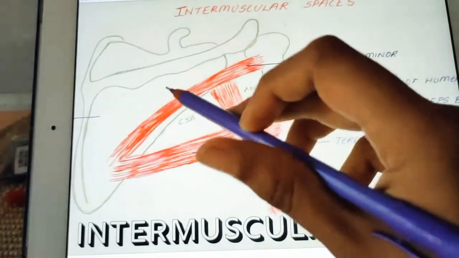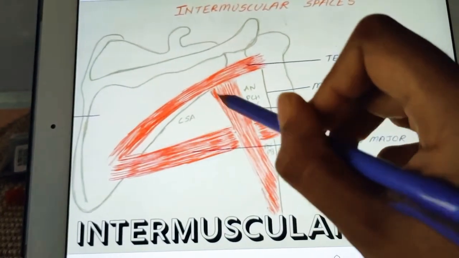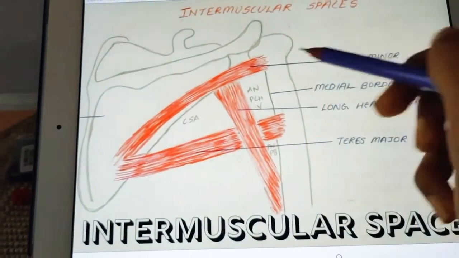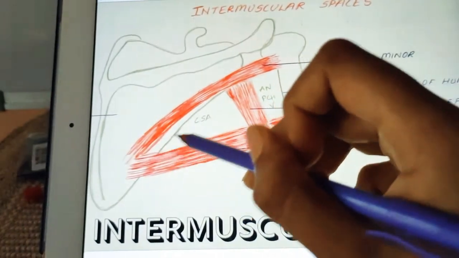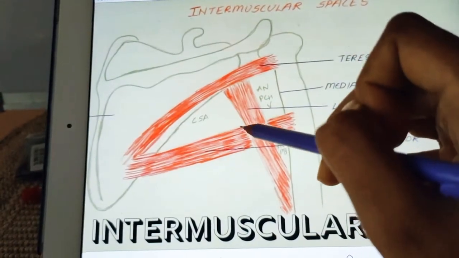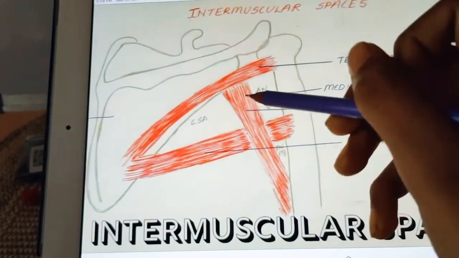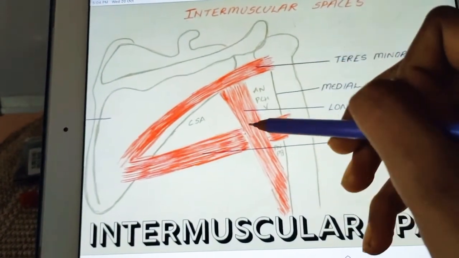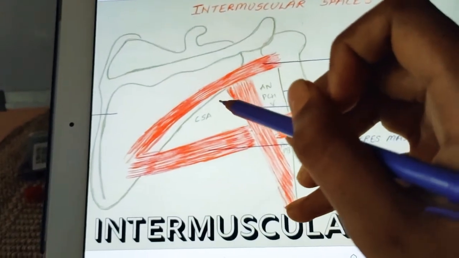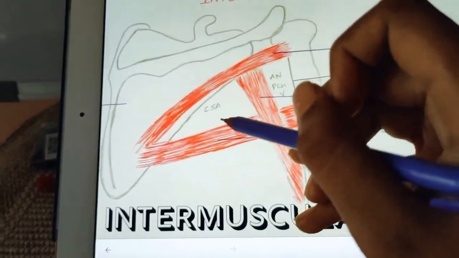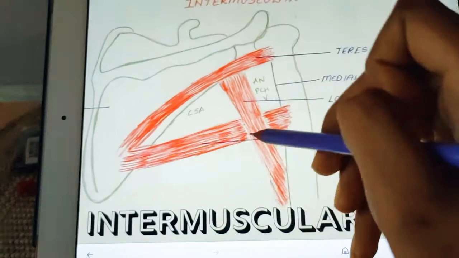The upper triangular space boundaries are: medially it will have teres minor. Laterally it will have the long head of triceps brachii. And inferiorly it will have the teres major.